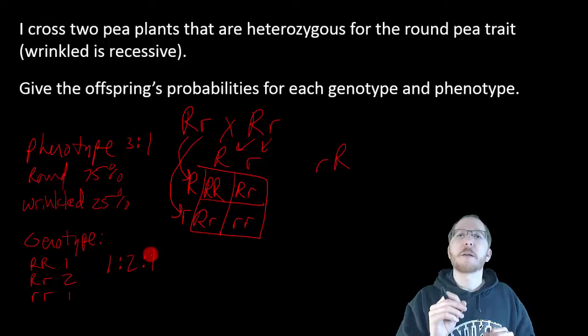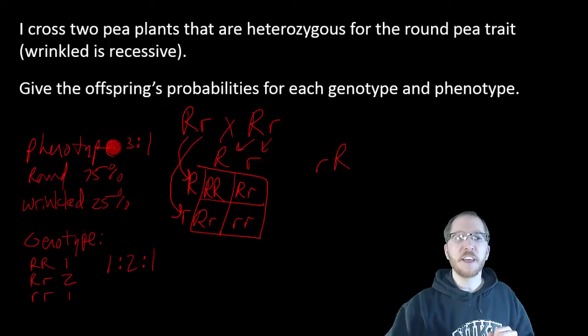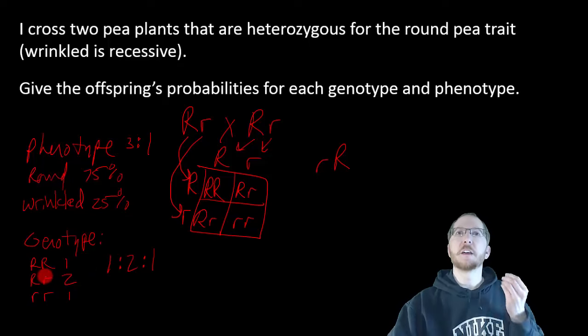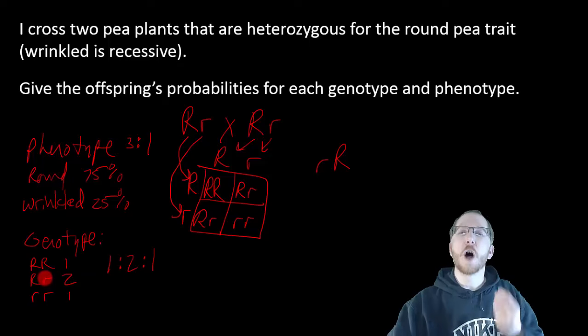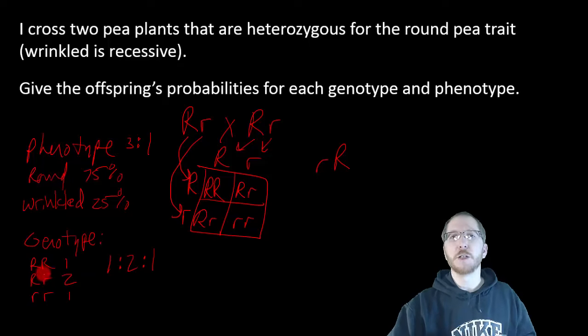This is why it's very important you understand the difference between phenotype, what they look like, and genotype, what their pair of alleles are. And then you need to make sure you give me the appropriate ratio because it will not always be the same. You can't just assume if it's 2 to 2 for one, it'll be 2 to 2 for the other.